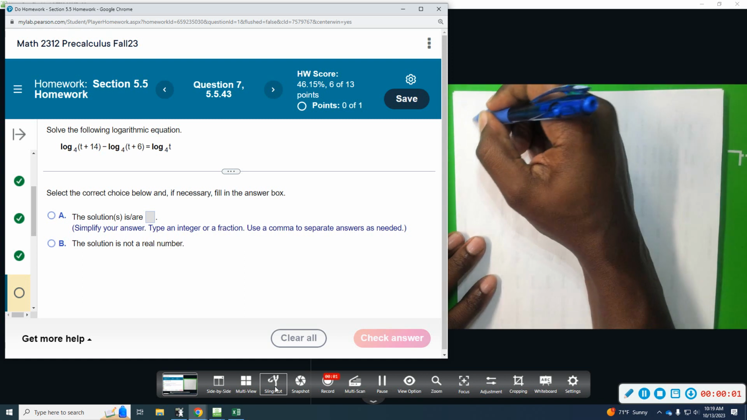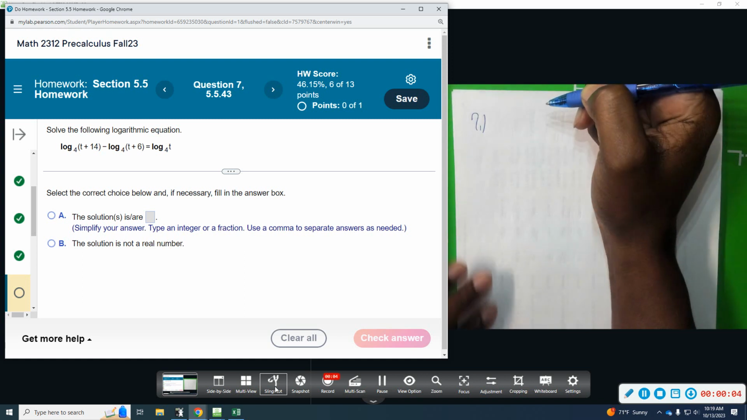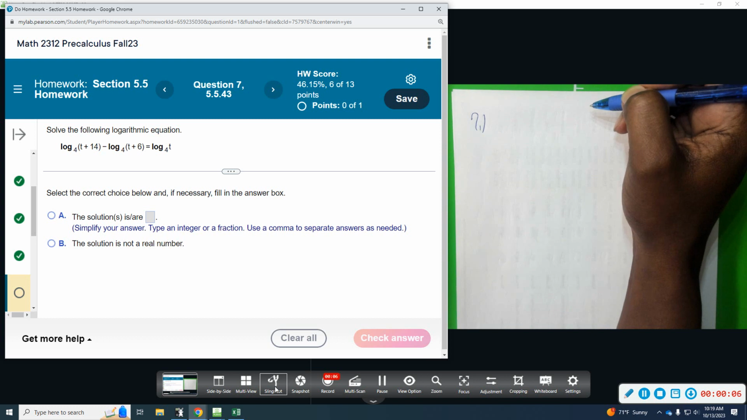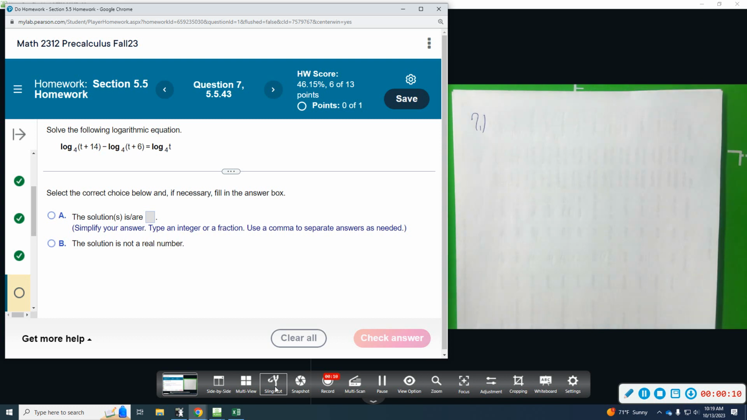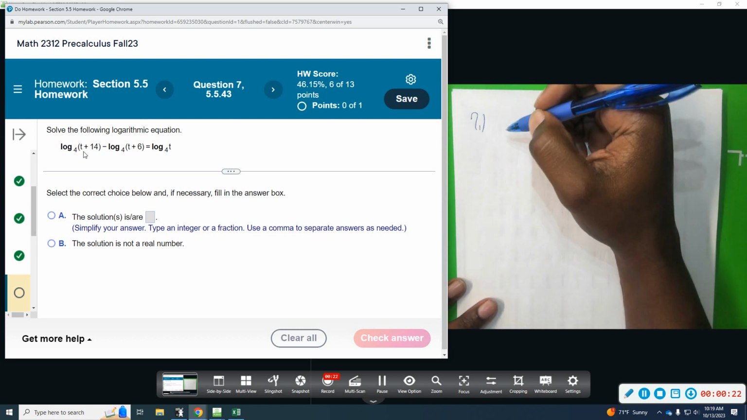All right, question number 7. Here we have two different logs on the left side. Since they both have a base of 4, we can use the property of logs that says when you're subtracting logs, you can combine them and write it as a division problem. So I'm going to combine both the logs on the left-hand side.